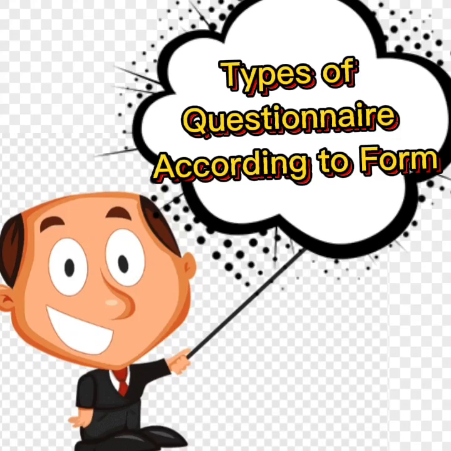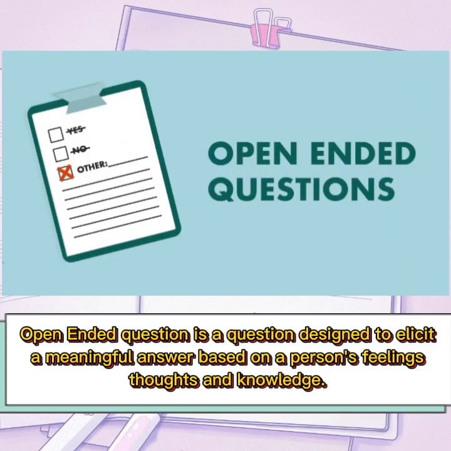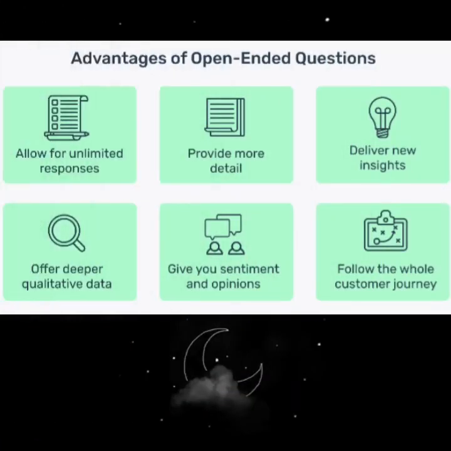Types of questionnaire according to form. An open-ended question is a question designed to elicit a meaningful answer based on a person's feelings, thoughts, and knowledge. The advantage of open-ended questions or unstructured questionnaires is that they allow for unlimited responses, provide more detail, deliver new insight, offer deeper qualitative data, give you sentiment and opinions, and follow the whole customer journey.